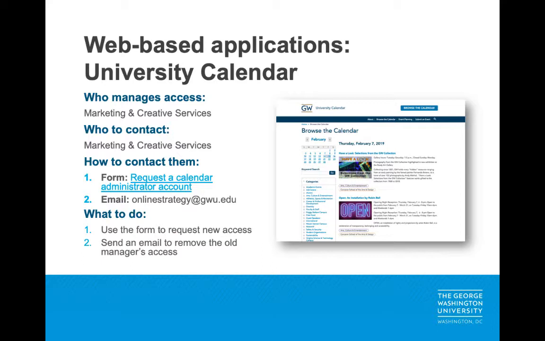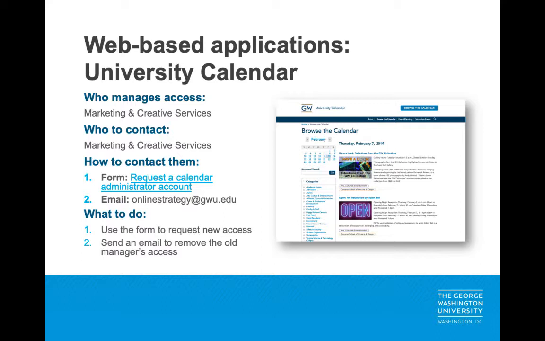So the university calendar, this is also managed by our office. This is actually a Drupal website at this point. Again, it's managed by us, Marketing and Creative Services. There are two things that you're going to want to do if you need to request for new access to be created and access for previous employees to be revoked. For the new access, there's a form on the site to request a calendar administrator account, so you'll want to go to that. You can also click on the link in this presentation. And then you'll also want to email onlinestrategy@gw.edu to ask to have access revoked for the previous employee.